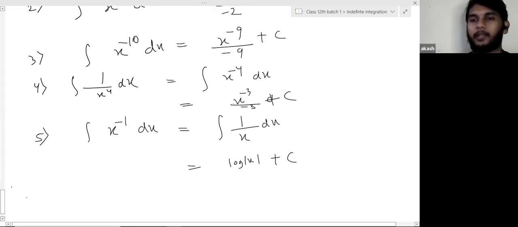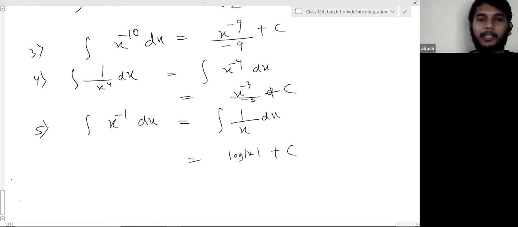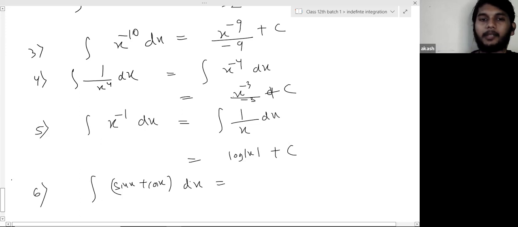Next question. So they will do this kind of thing to confuse you. You don't have to worry. Just remember all the 16 formulas. That's all. We will not be confused by the formulas. Sixth question. Integration of sin x plus cos x dx. Please try to solve this.